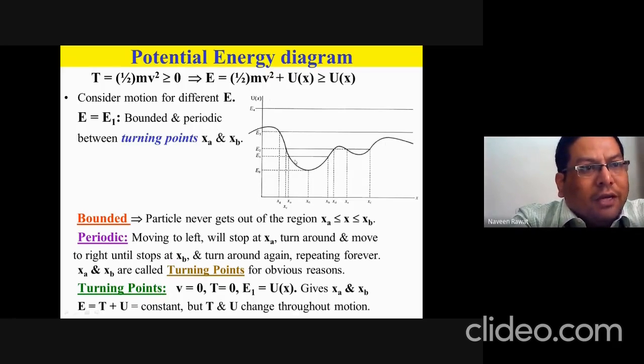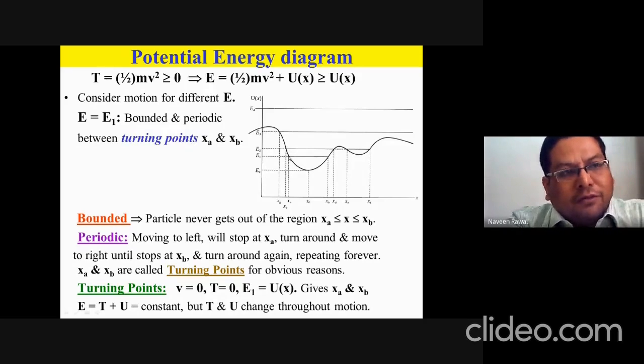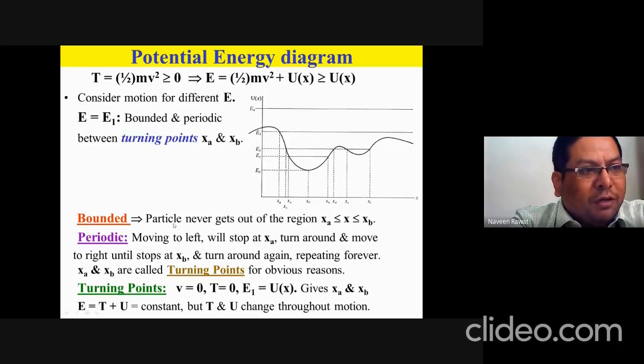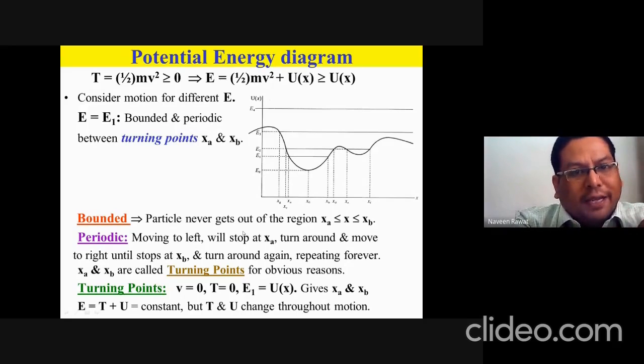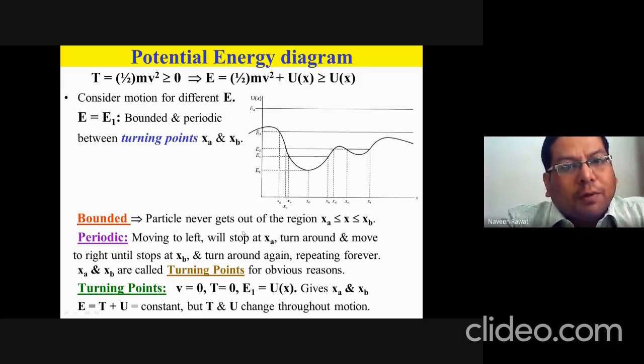If you let a circular object go from this corner without giving it any initial velocity, it is just going to oscillate back and forth between these turning points, and it can never escape this parabola. So it is bounded in that region. Bounded means the particle never gets out of the region, and periodic means it just moves left and right. It stops at xA, then stops at xB, then comes back to xA, just like simple harmonic motion.